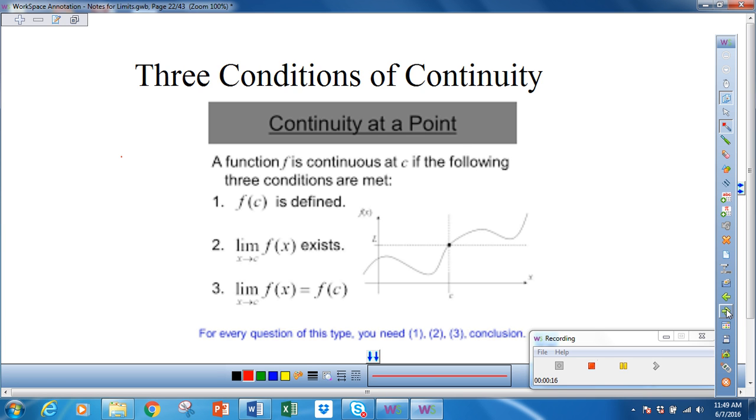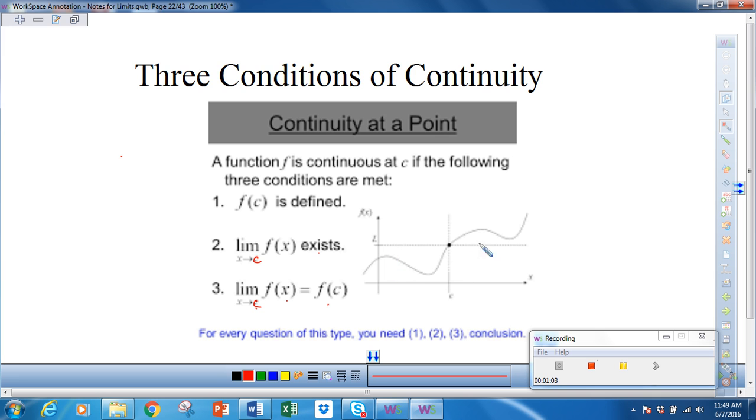The first condition that we have to prove, if you're asked to justify or prove that a function is continuous, is that the function exists at that point. The second thing you have to prove is that the limit as x approaches that point exists. And then you have to prove that the limit as x approaches that point is equal to the function at that point. And you will need to make sure that you say all three of these if you're asked to determine if something is continuous.